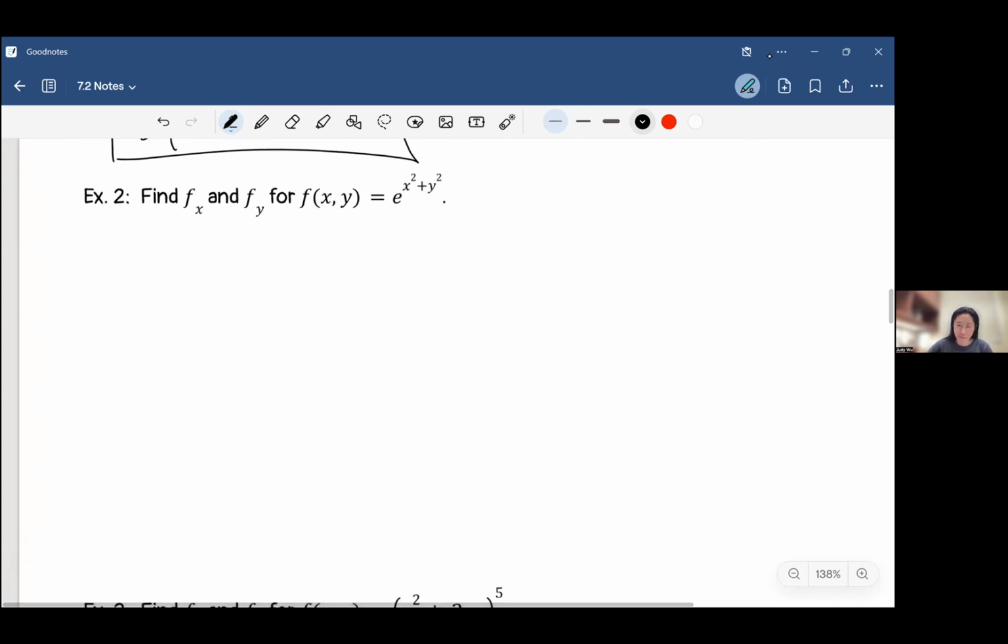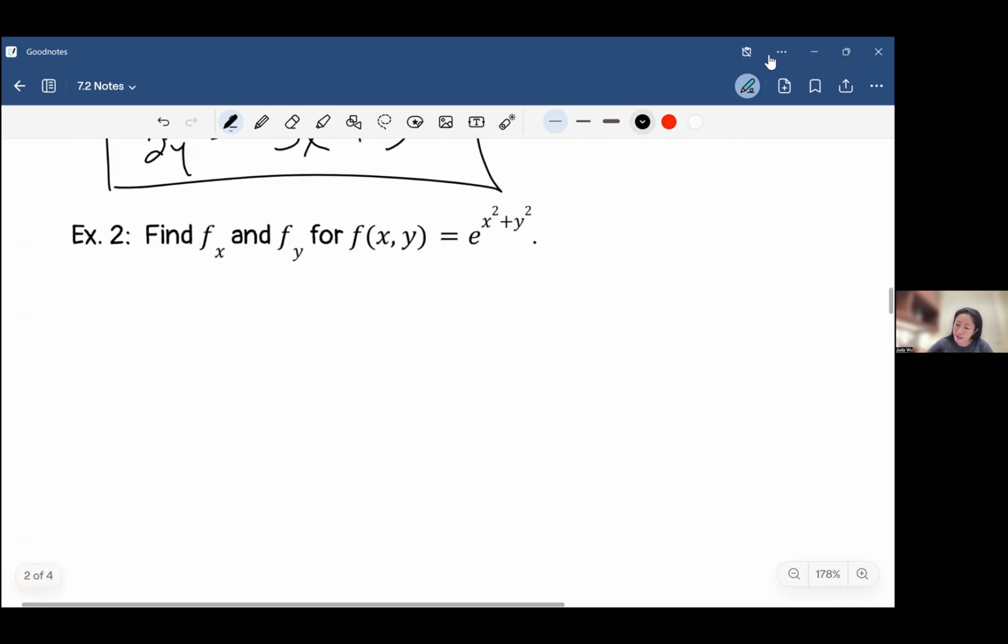Let's take a look at example 2 over here. Okay, so now I'm using the other notation. I'm saying fx and fy. Those mean the same thing as partial f partial x and partial f partial y. I chose one that had an exponential because I do want us to remember how we do our exponentials, but also one of my favorite rules, which is chain rule.